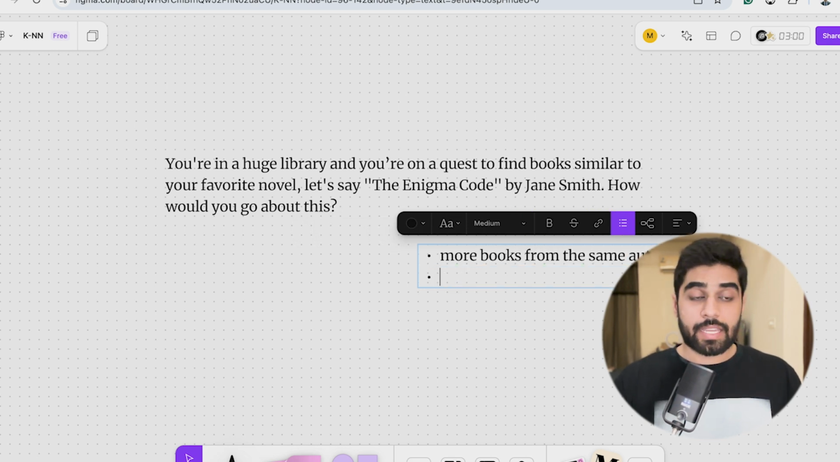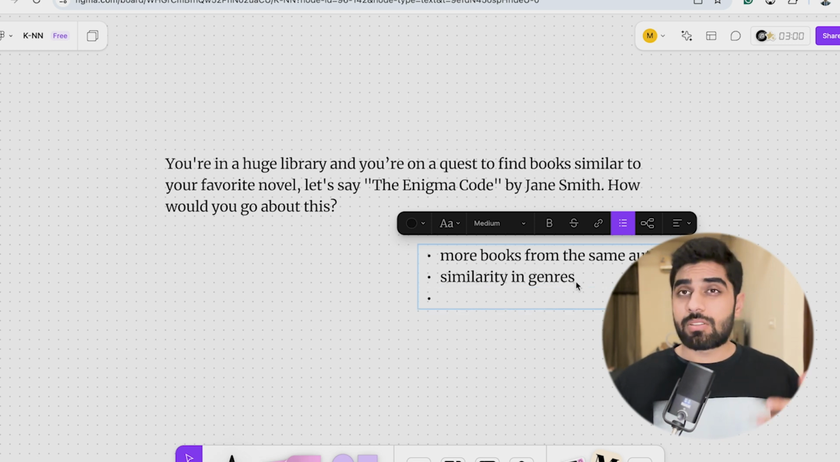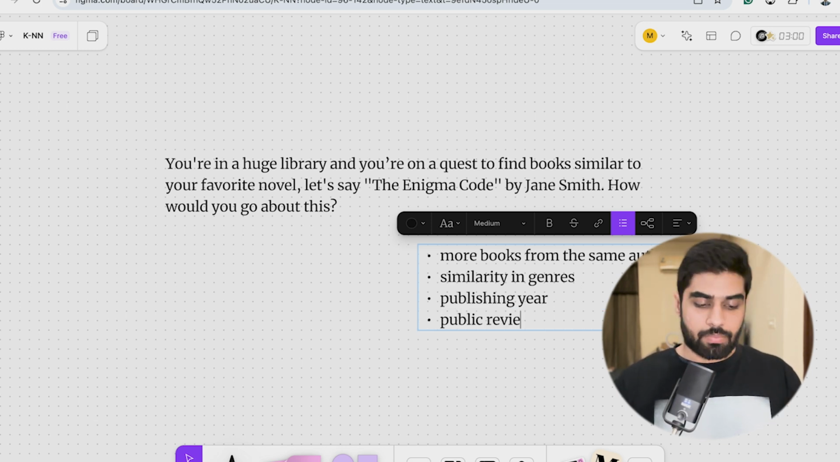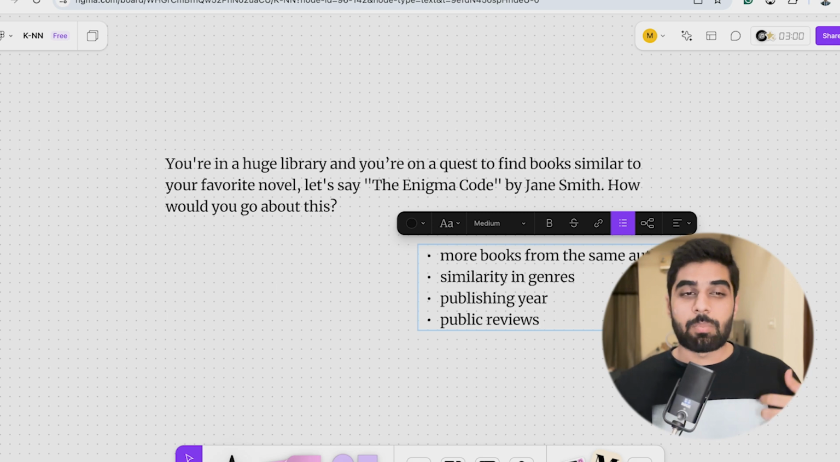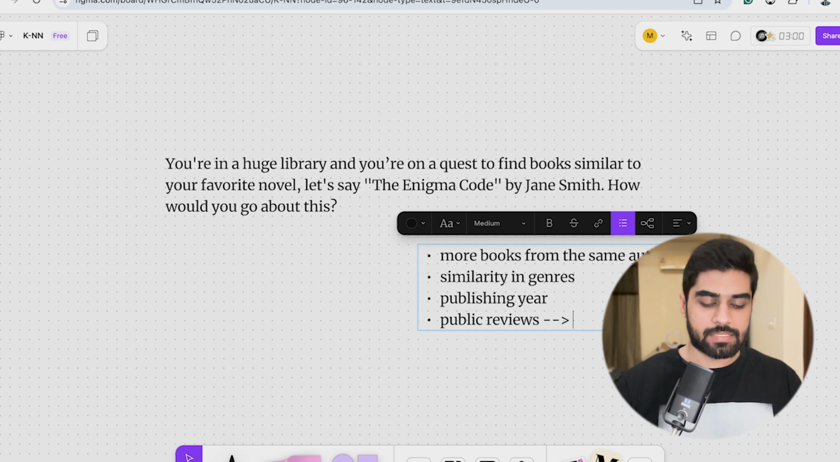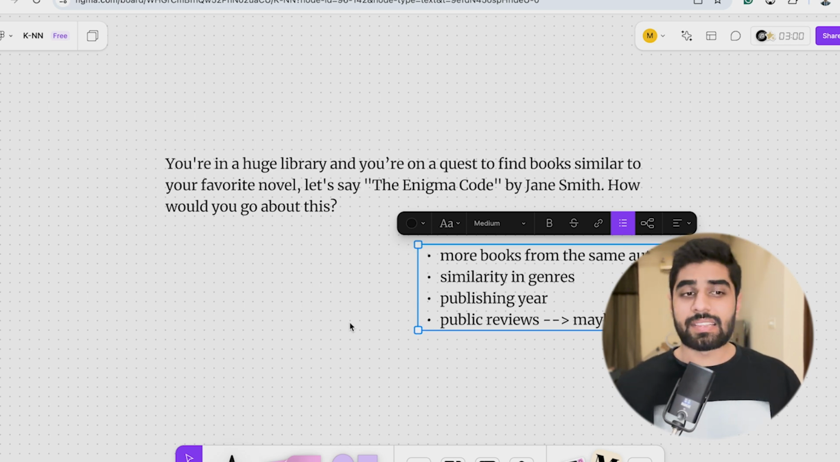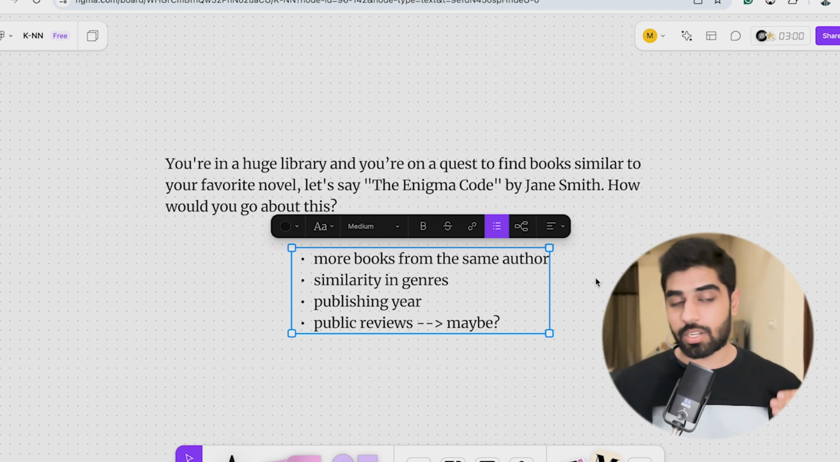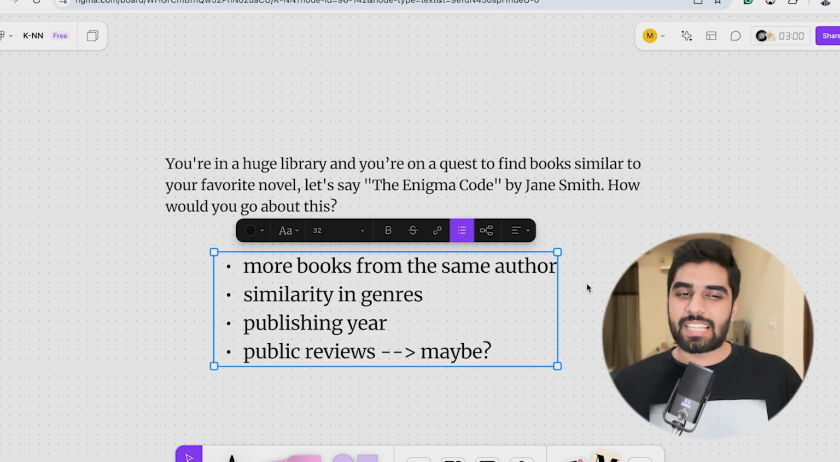What else can I look for? I can look for similarity in genres. Maybe I can also look at the time when this book was published. What else can I look for? I can look for public reviews as well. But public reviews is not something that would help me identify a book by my choice. So this is a dicey feature. So let's label it as maybe, not necessarily. In this case, not necessarily. It can be a good indicator for whether a book is good or not in general, but not specifically if I have a choice.